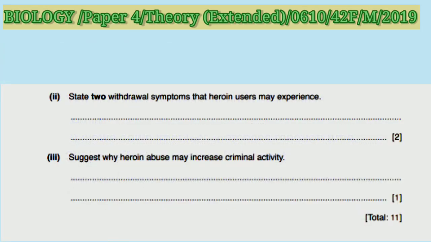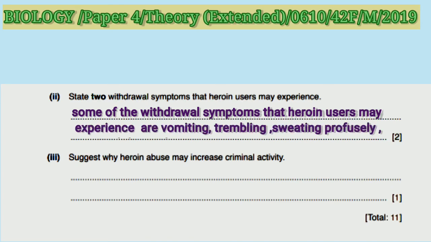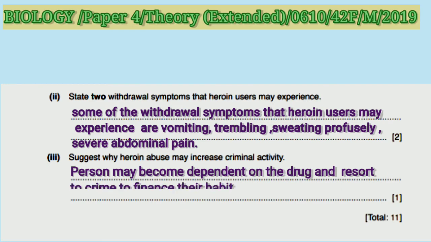State two withdrawal symptoms that heroin users may experience. Some of the withdrawal symptoms that heroin users may experience are vomiting, trembling, sweating profusely, and severe abdominal pain. Next question. Suggest why heroin abuse may increase criminal activity. A person may become dependent on the drug and resort to crime to finance their habit.